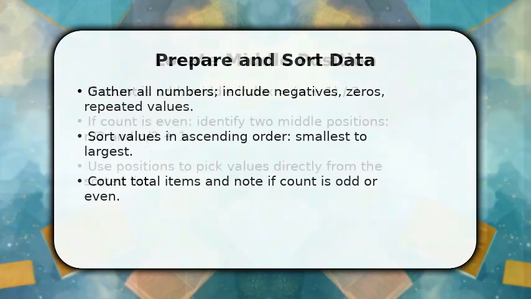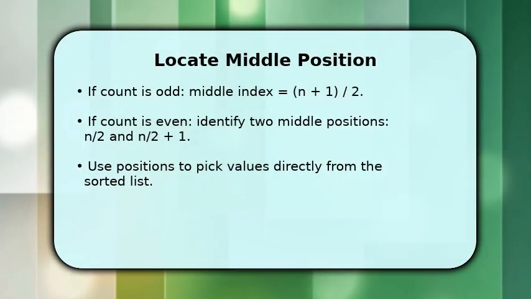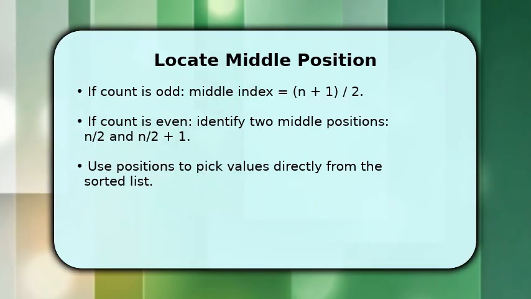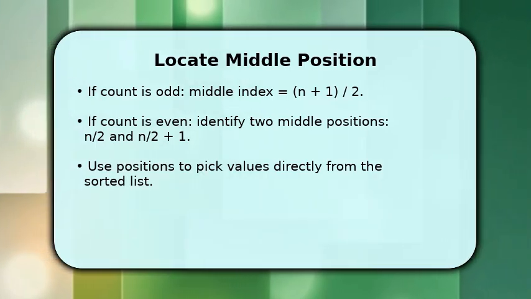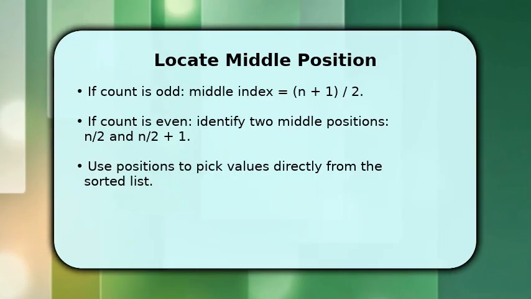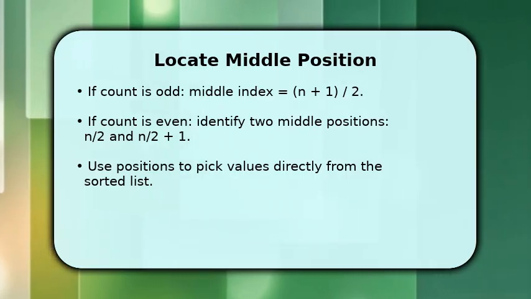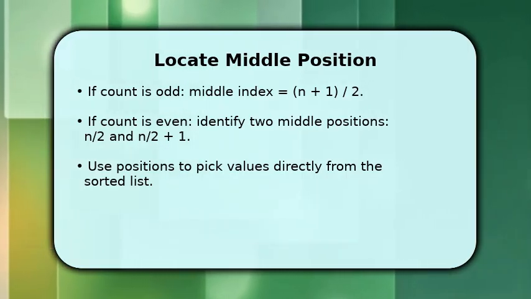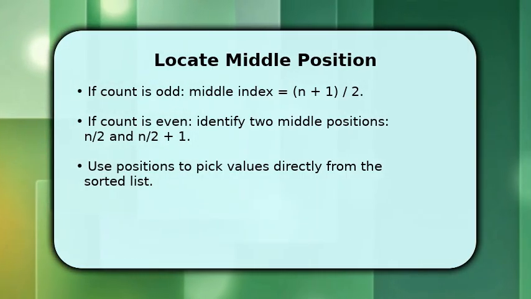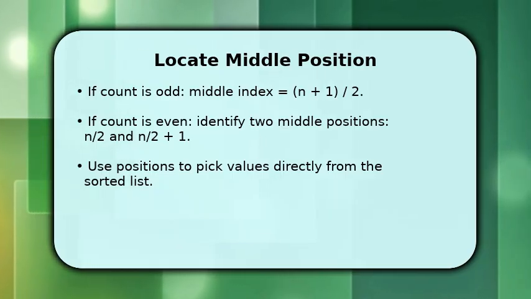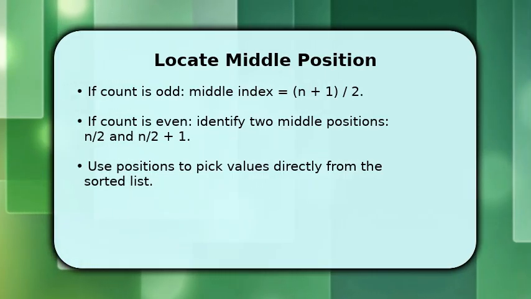Now determine the exact middle position. If your count is odd, compute (n plus 1) divided by 2. That index points to the median value, so pick that number. If the count is even, find the two center positions at n divided by 2 and n divided by 2 plus 1. Those two numbers straddle the center.